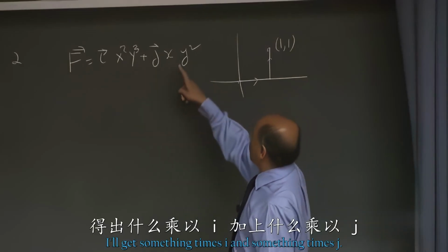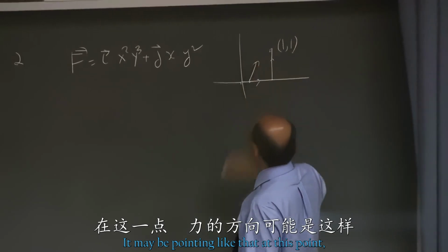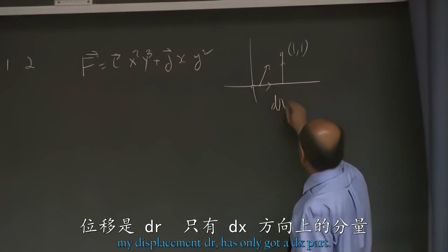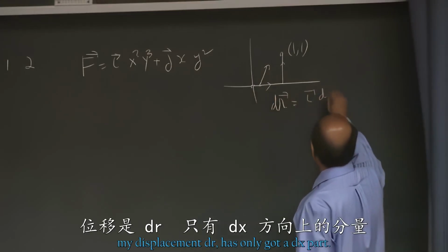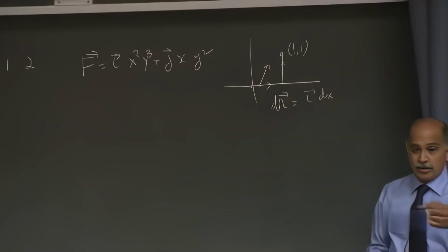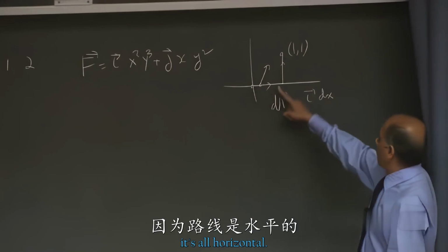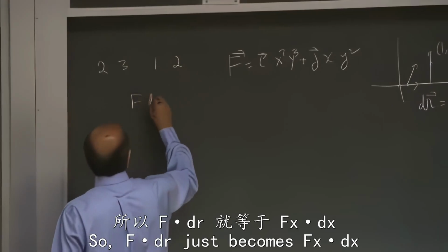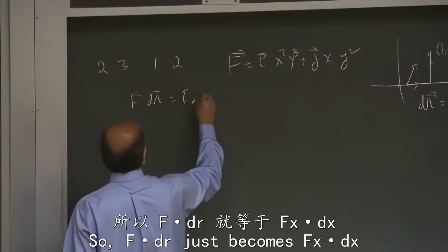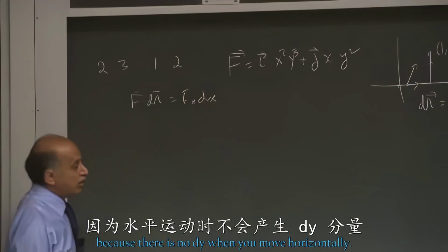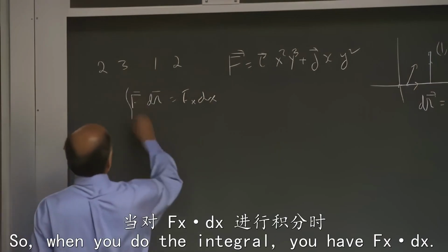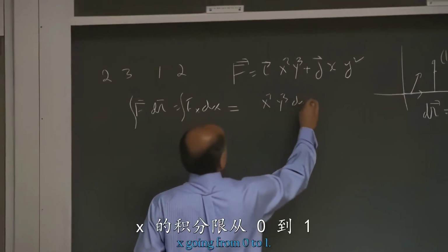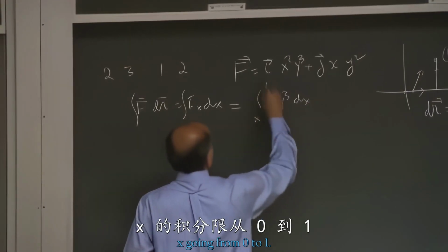I'll get something times i times something times j. It may be pointing like that at this point. That's f. That's given. But now when I'm moving horizontally, my displacement dr has only got a dx part. I hope you see that. Every step I move, there's no dy in it. It's all horizontal. So f dot dr just becomes fx dx, because there is no dy when you move horizontally. So when you do the integral, you have fx dx. Fx happens to be x squared y cubed dx, x going from 0 to 1.